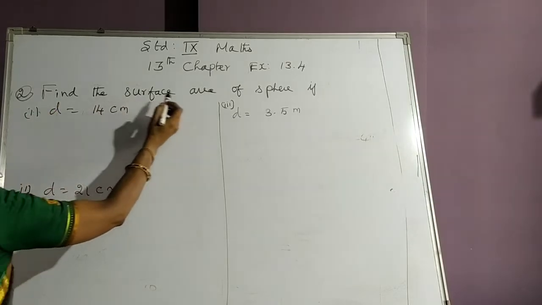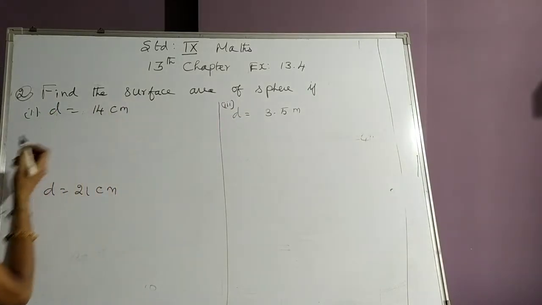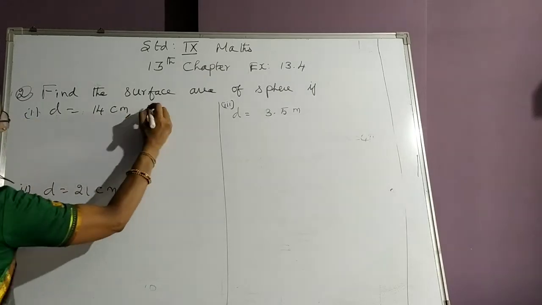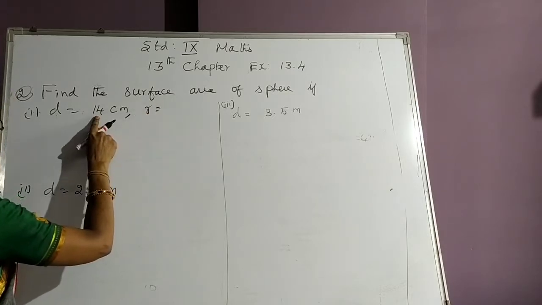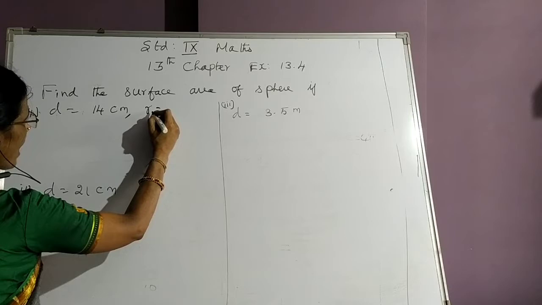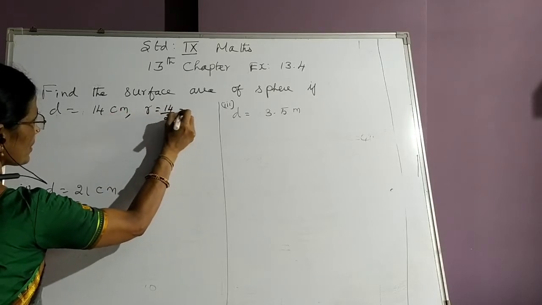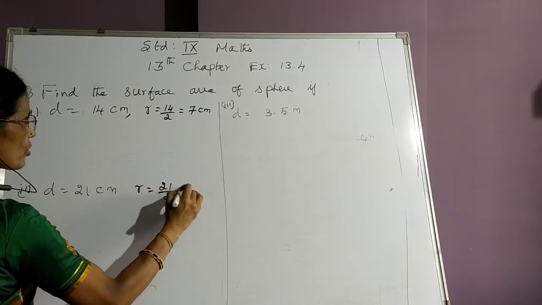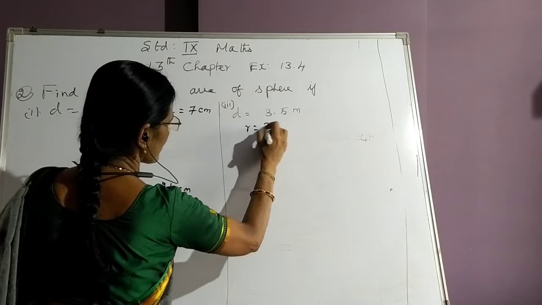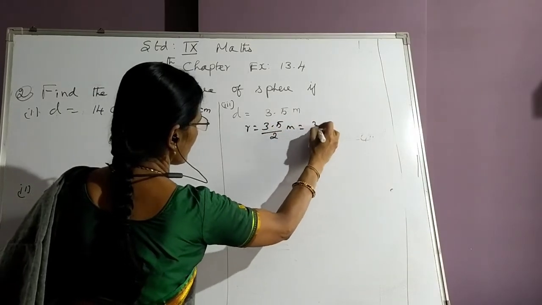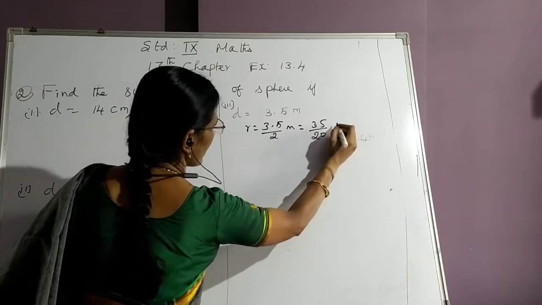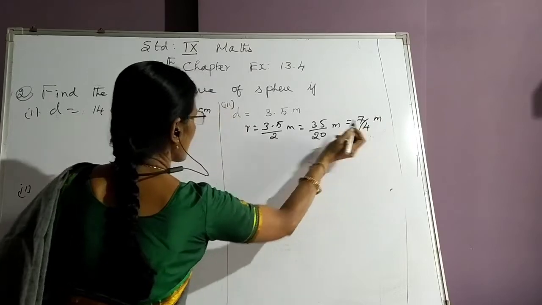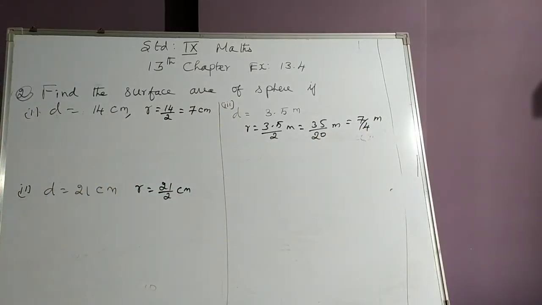Second question is find the surface area of the sphere if diameter is given. In the previous question radius was given, but here diameter is given. From diameter we can find out the radius. Diameter divided by 2 gives radius. Therefore r is 14 divided by 2, which is equal to 7 centimeter. Here radius is 21 upon 2 centimeter and here radius is 3.5 divided by 2 meter, which is 35 upon 20. To eliminate the decimal point, I have added 0 here, which is equal to 7 upon 4 meter. Fraction form is easier to do the cancellation.